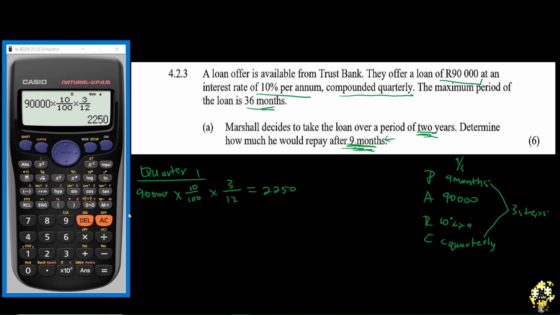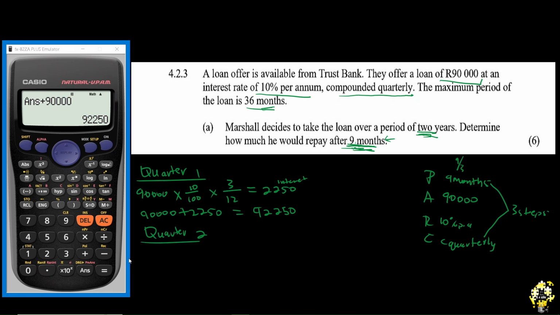Are we done here? No, we are not. Why? Because this is just interest. Keep on mentioning it. You're supposed to take the principal, which is 90,000, and add the interest so that you can get the total for that particular quarter. Since it's already here, we can simply say 90,000 plus 2,250, and we get 92,250.